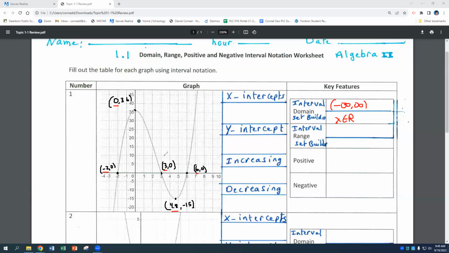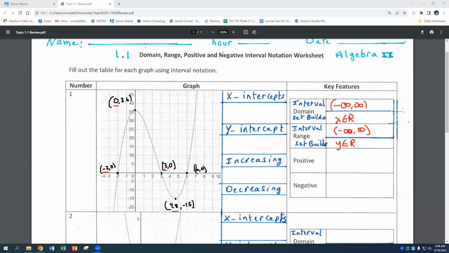Okay, range is all your possible y values. So how far up and down can you go? This graph goes all the way down to -infinity, and it's going to go all the way up on this side to positive infinity. So my range, just like my domain, is going to be from -infinity to positive infinity. Or we could say y equals all real numbers, right? Y could be any number.